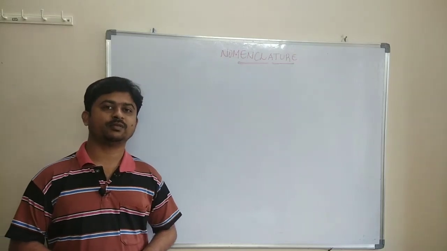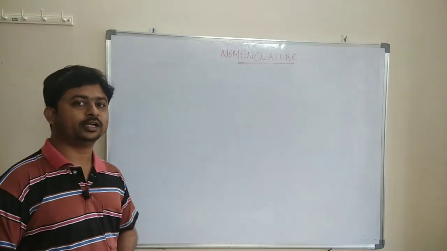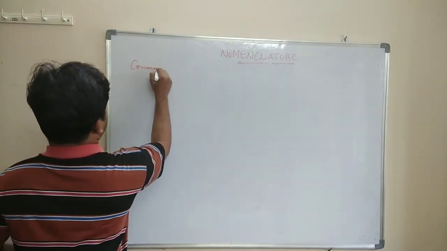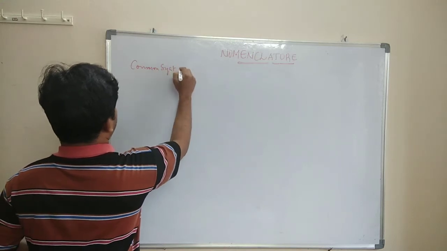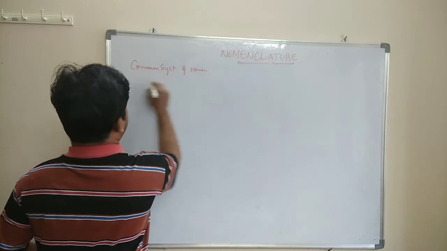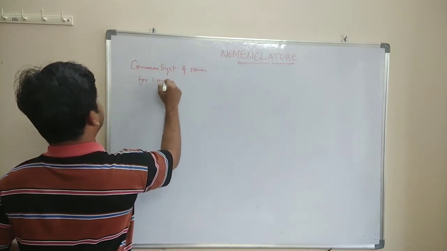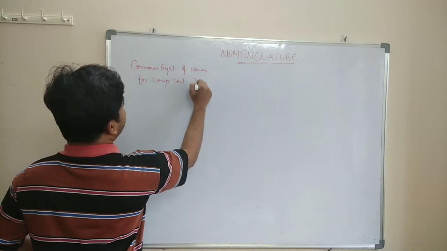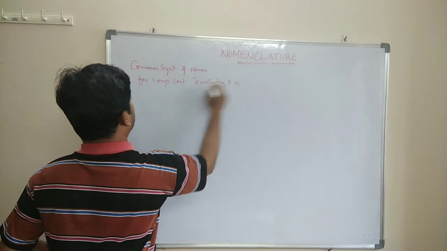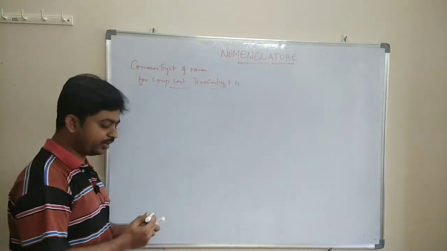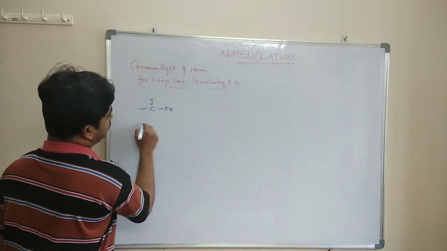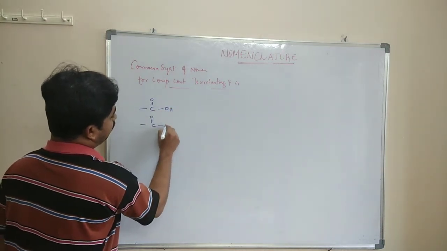Next, the common system of nomenclature for compounds containing terminating functional groups. Examples of terminating functional groups are C=O with OH, C=O with C=O, C=O with R, C=O with X, C=O with NH2, C≡N, N≡C, and CHO.